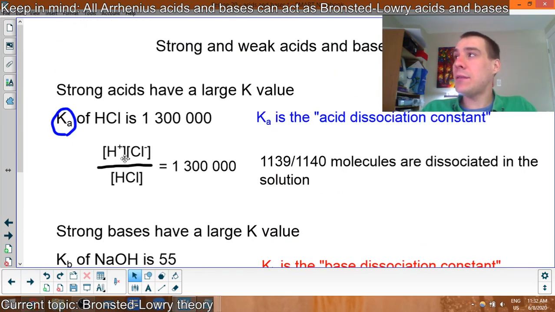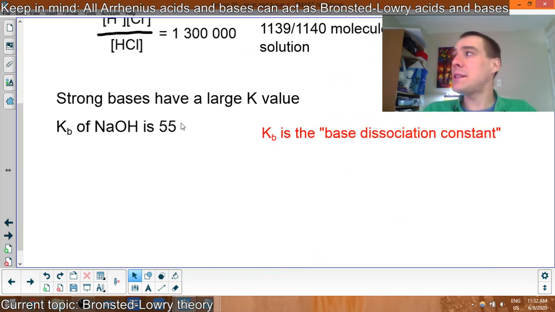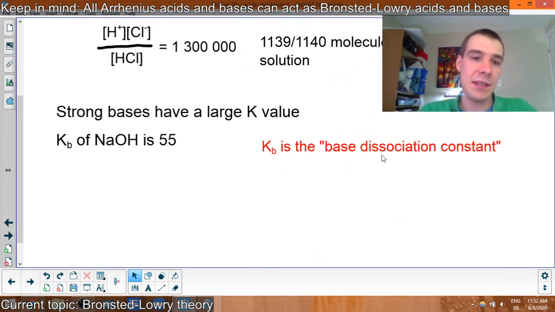If you do the math, right, H plus times Cl minus, it's kind of squared, so you kind of square root this, and you come up with about 1 in every 1,000 HCl molecules is together, and the other 1,139 are apart. Bases, similar thing. Base dissociation constant, where it falls apart. It's the Na and the OH. It's also quite a big value.